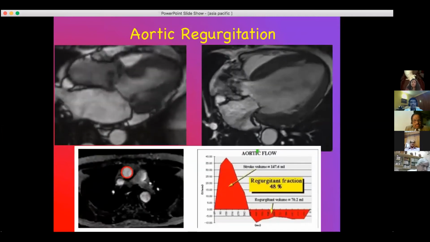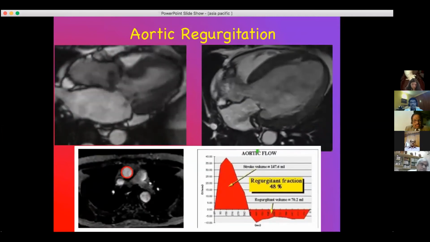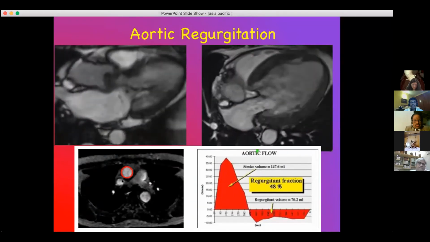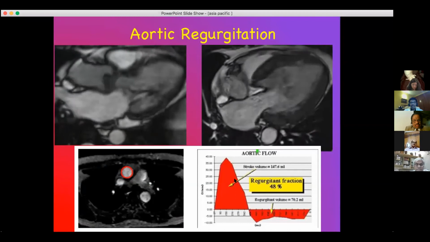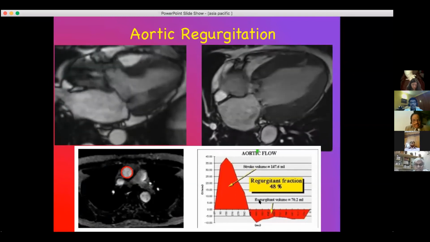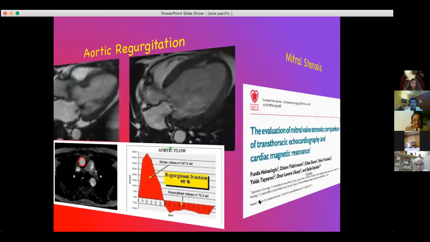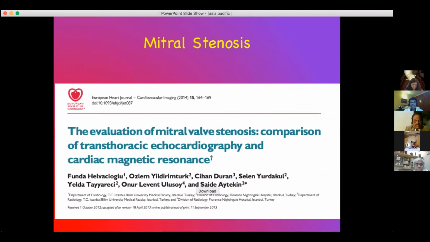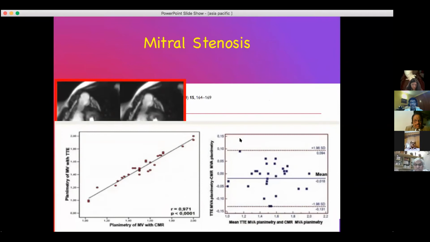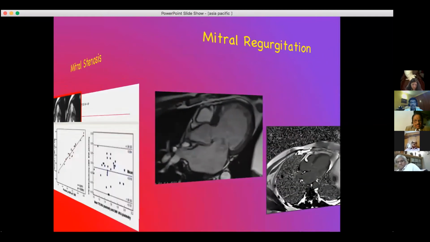But it is really in the regurgitation lesions that you can see the magnitude, the structure of the valves, and also you can get a very, very clear assessment of the regurgitation volume and the regurgitation fraction, which no other technique can really surpass. Mitral stenosis, again, is obviously in the realm of echocardiography, but there are situations in which, because of a very deformed valve and difficult echo windows, the CMR has been used for planimetry, and you can see that there is a very good agreement with 2D echo.